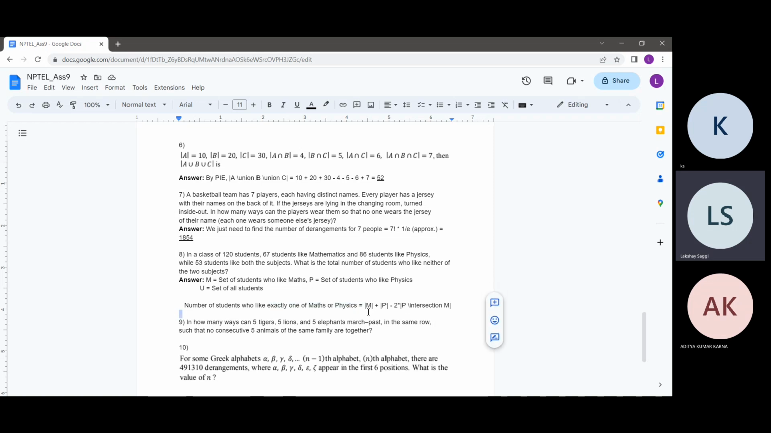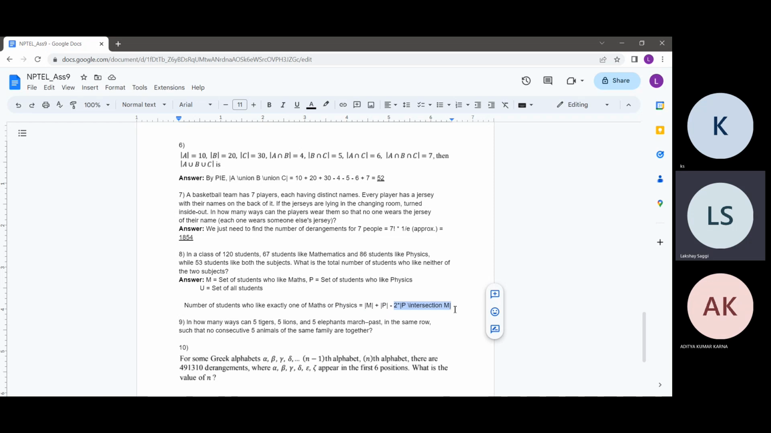So is this clear? This M plus P just gives the number of students who like maths plus the number of students who like physics. From these, I'll need to subtract the number of students who like both maths and physics. And by that, I'll just get the number of students who like at least one of maths or physics. But I want exactly one. So I'll subtract this number twice.